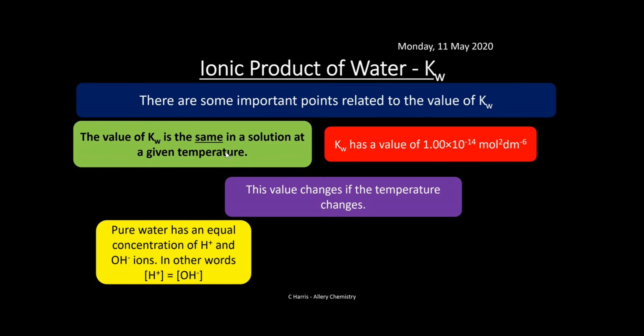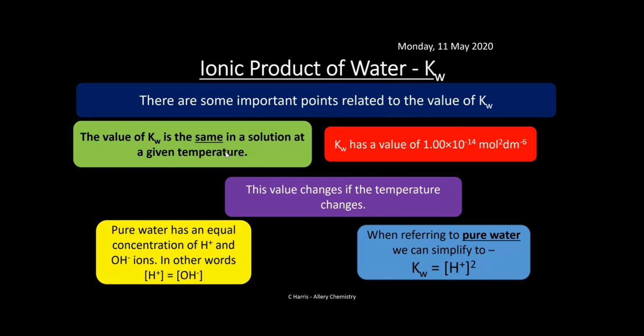Pure water has an equal concentration of H+ and OH- ions. In other words, the concentration of H+ equals the concentration of OH- ions, because there's the same quantity of each. Of course there would be, because in its pure form, H+ and OH- ions can only come from one water molecule. If you're going to have an OH- ion, you've got to have an H+ ion. So we assume that they are the same. Therefore, when referring to pure water, we can simplify again and get Kw equals [H+] squared.